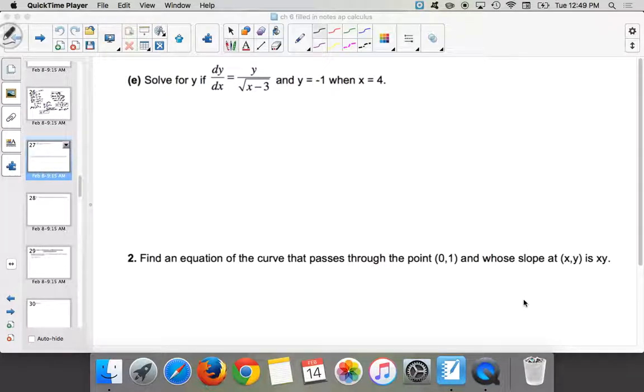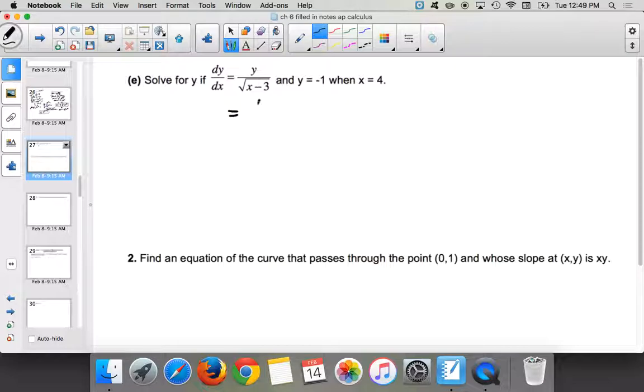Separate our variables. We ready? So let's separate. So we're going to have the 1 over the square root of x minus 3 dx. And then we're going to divide the y over to the other side. So we're going to have 1 over y dy.